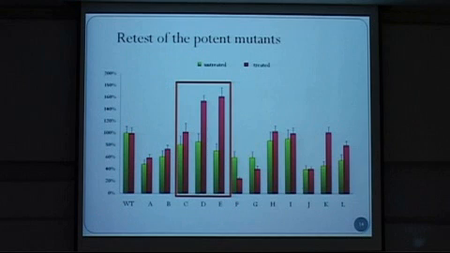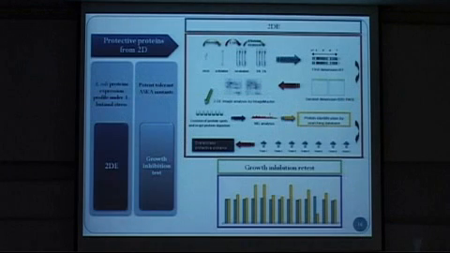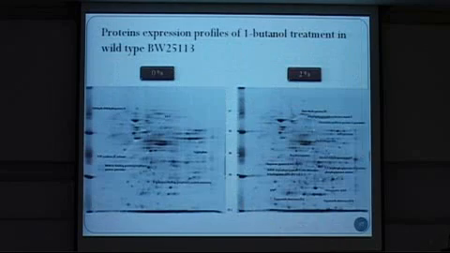And we double-check the result. At the final, we choose these 3 strands as the host cells for the following experiment. And the second one, we're trying to find some 1-butanol related proteins using proteomics approaches. We're using 2-dimensional electrophoresis to find out some protein expressed differentially in butanol-treated condition.